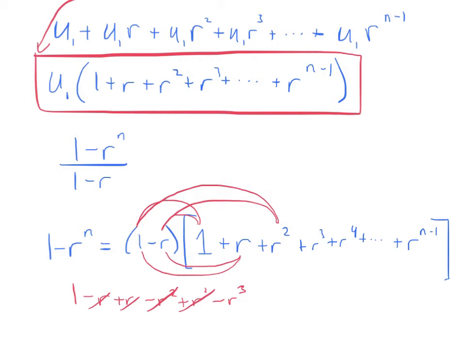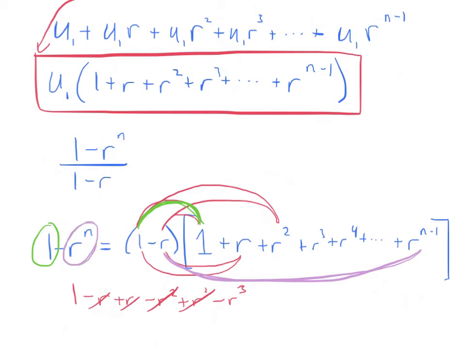And the idea is, as I keep distributing, like the r cubed to both of these, the r to the fourth to both of them, the r to the fifth to both of them, the r to the sixth to both of them, I'm going to keep canceling out the r's, then the r squareds, then the r cubes, then the r to the fourth, and so on. And in the end, all that's going to be left is the 1 times 1, which gave me 1, and the r to the n minus 1 times r, which gives me this r to the n.